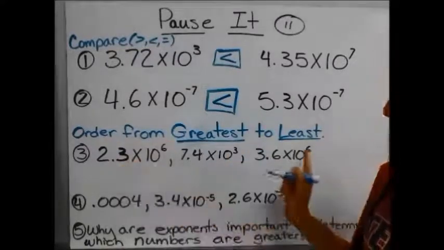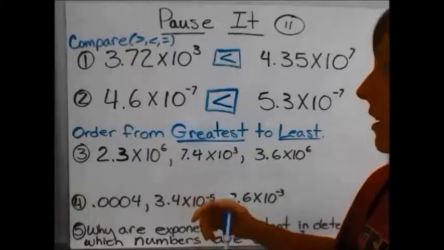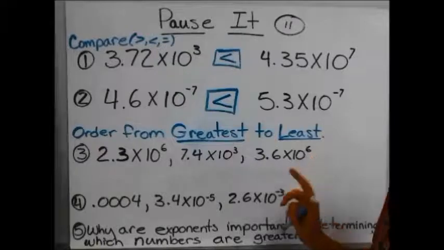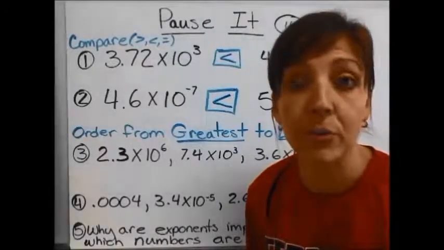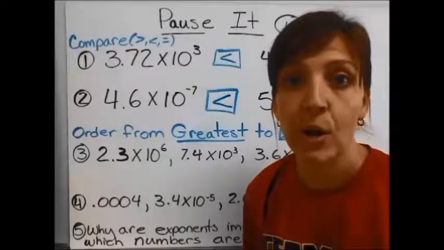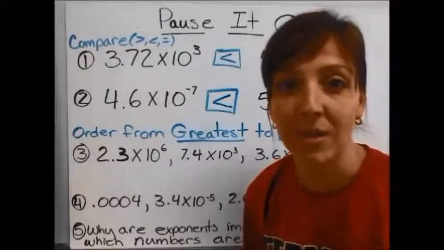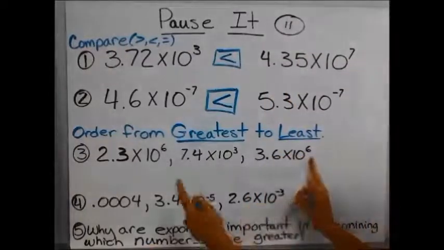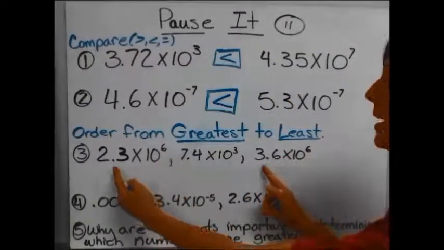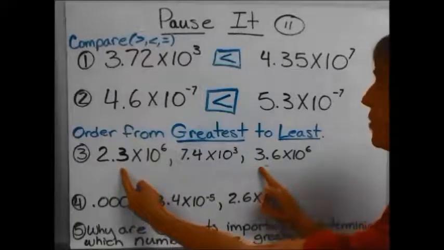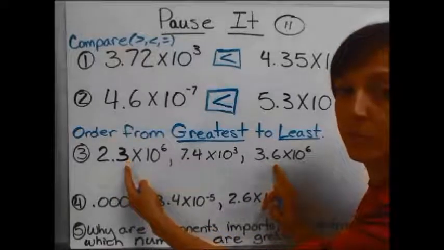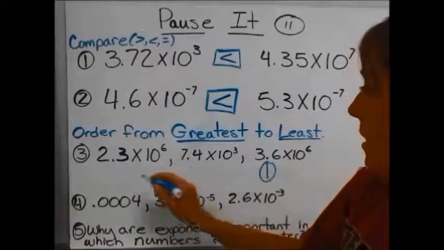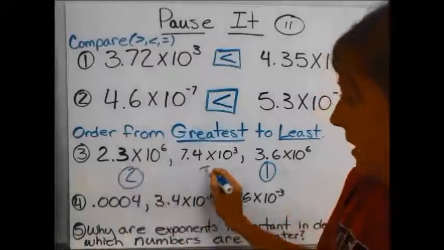Number 3, I'm ordering from greatest to least. Again, I'm going to take a look at my exponents first. I have a 6, a 3, and another 6. Well, I automatically know that the two numbers that have a 6 as an exponent, those are going to be my two larger numbers. So next, I'm going to compare just those two numbers' decimals, 2 and 3/10 and 3 and 6/10, to see which one's greater. 3 and 6/10 is greater. So this is the largest number, this is my second largest number, and this is the least.